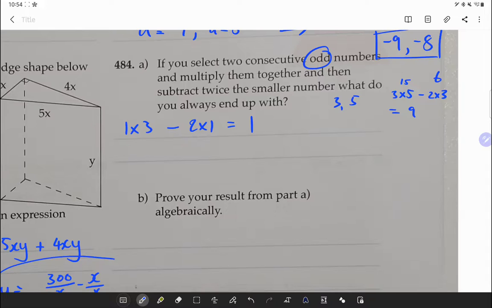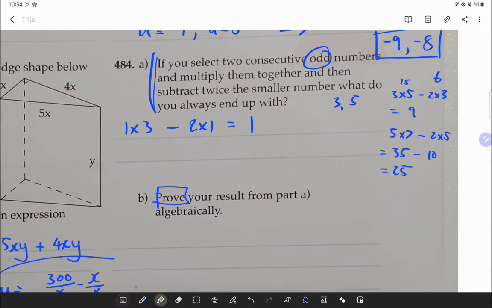So I've started seeing something, but let's do one more just to clarify. Let's try 5 and 7. So 5 times 7 minus 2 times 5. What do I get? We're just experimenting at this point just to discover this, because this question's really vague about it, and the next question seems to be proof. So I'm not going to algebraically prove it yet. This one, 5 times 7 is 35 minus 10, I get 25.